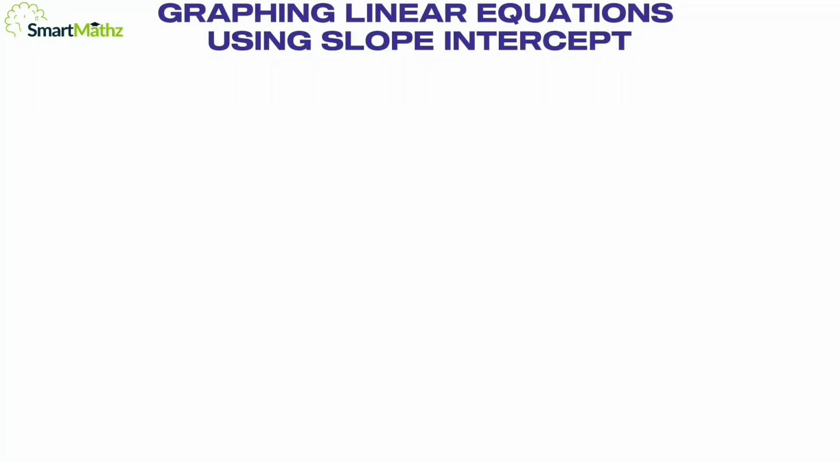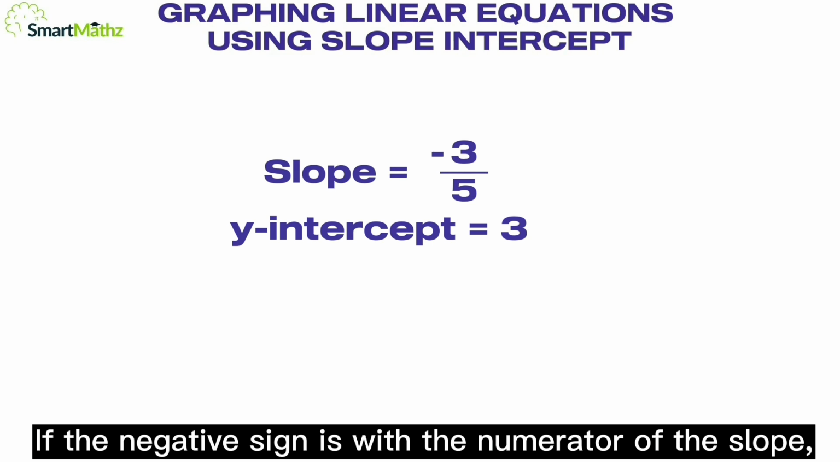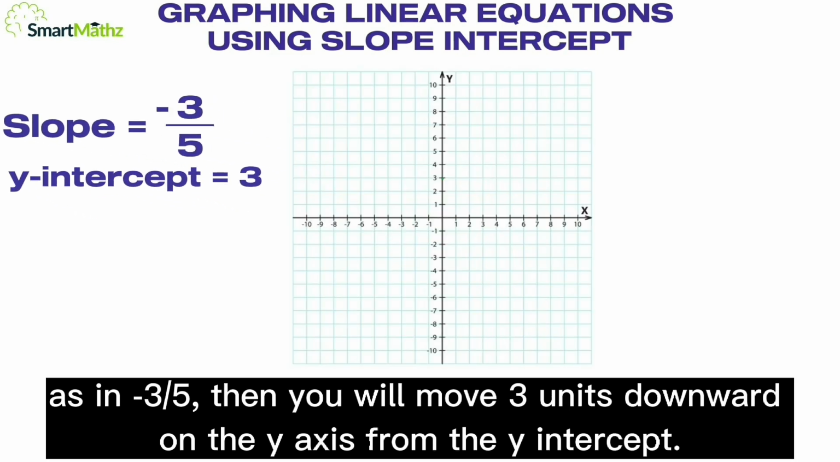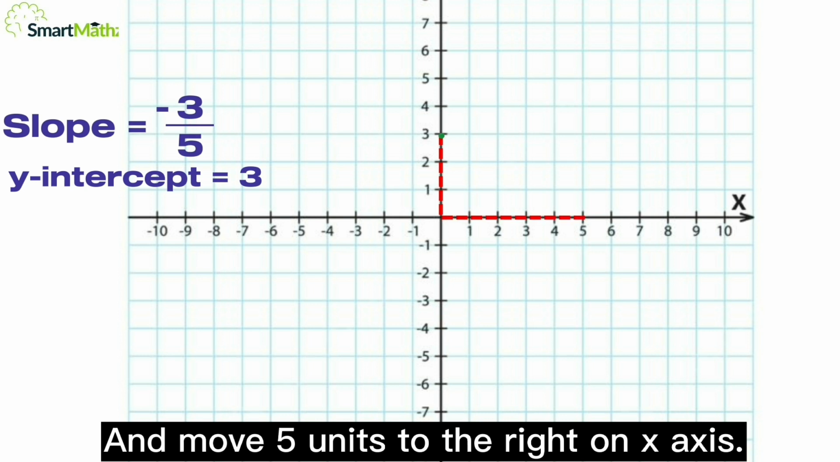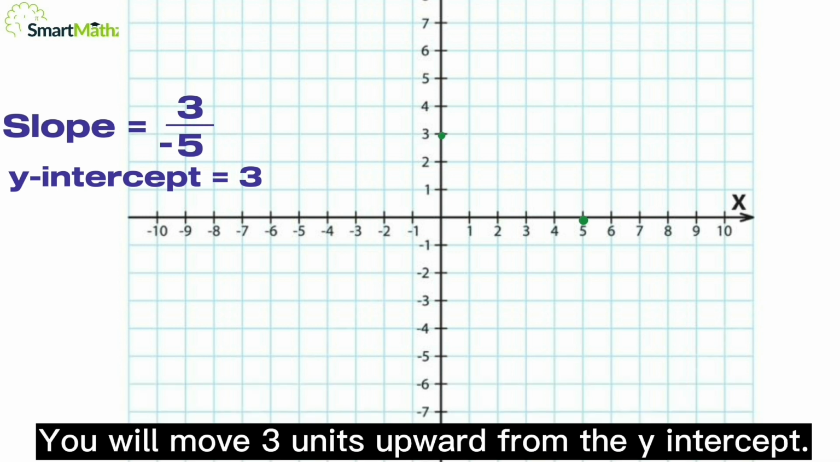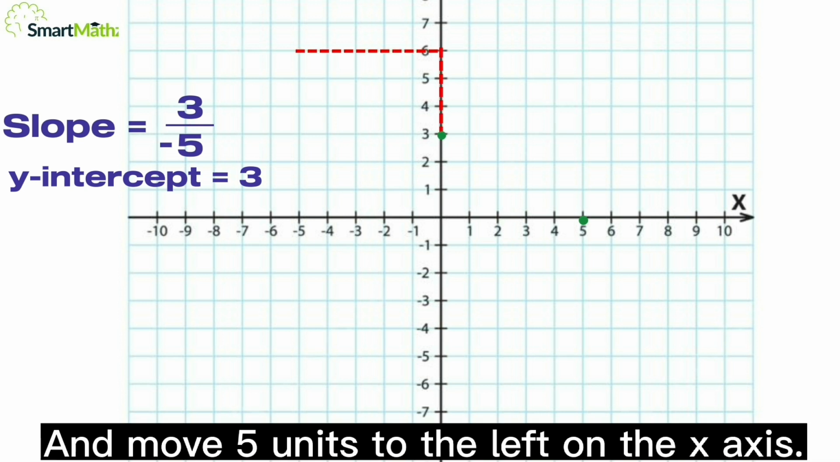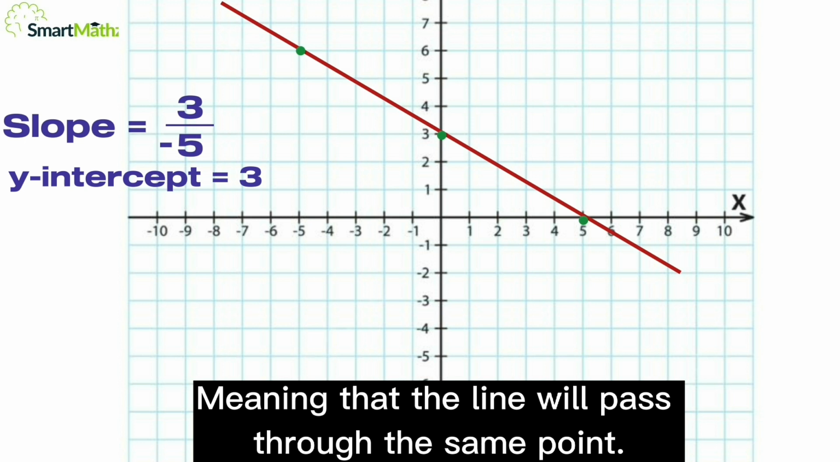Here's something to note about the slope. The negative sign can stay with the numerator or the denominator. If the negative sign is with the numerator of the slope, as in -3/5, then you will move 3 units downward on the y-axis from the y-intercept, and move 5 units to the right on the x-axis. If we do it the other way, where the negative is with the denominator of the slope, as in 3/-5, you will move 3 units upward from the y-intercept, and move 5 units to the left on the x-axis. You will realize we still have the same line graph either way, meaning that the line will pass through the same points.